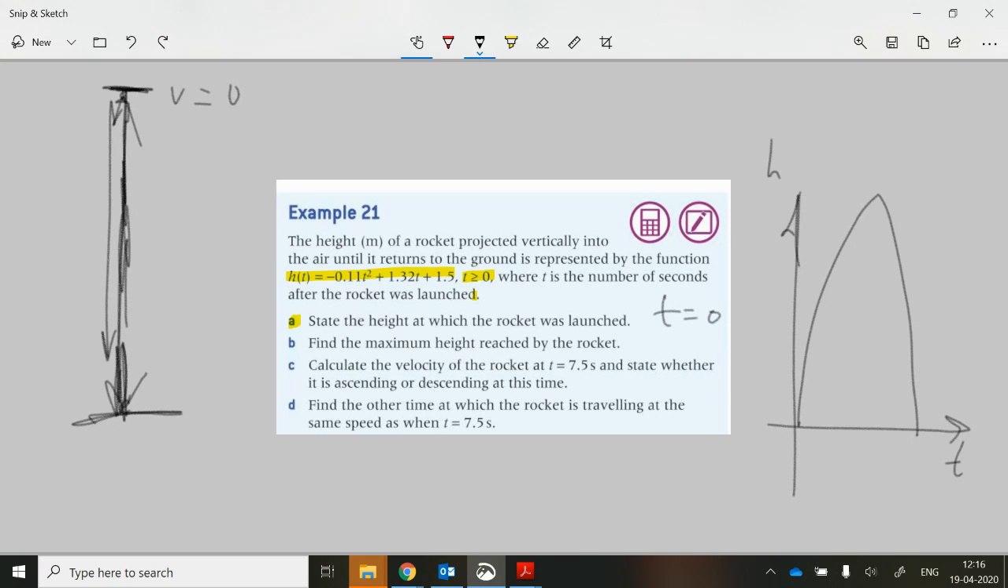Okay, so state the height. We've done the first part of the question. Part B, find the maximum height reached by the rocket. Now that occurs here. And because it's a quadratic, it's going to be exactly in the middle.